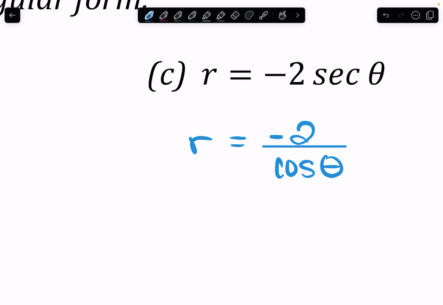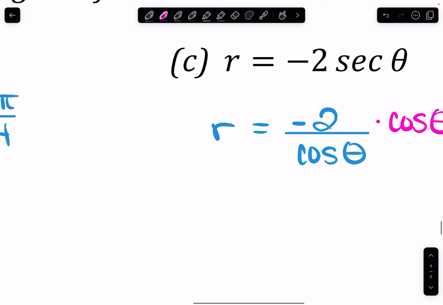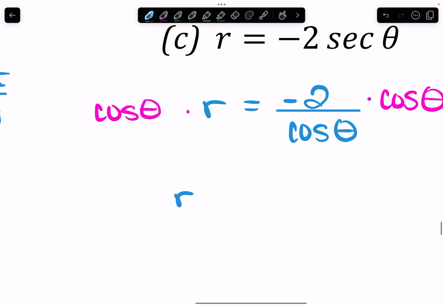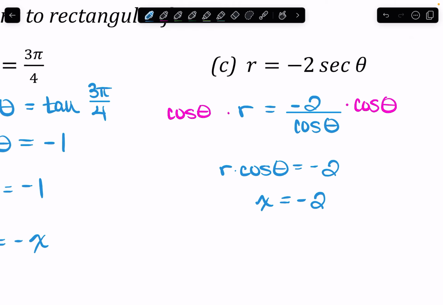So if we multiply both sides by cosine of theta to get it out of that denominator, cosine theta gets multiplied on the right and cosine theta gets multiplied on the left, a times b, b times a, so r times cosine of theta equals -2. Well, r cosine of theta is the definition of x. So I can now sub in x, so we get the equation x equals -2. So this equation is a vertical line running through x equals -2.